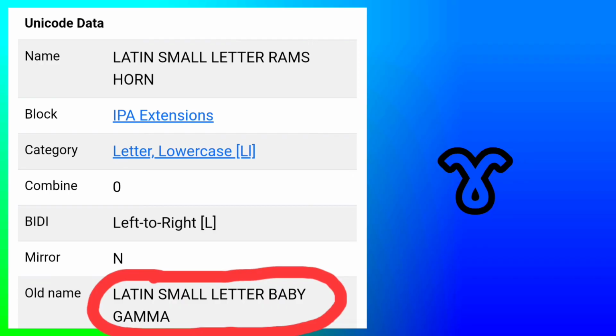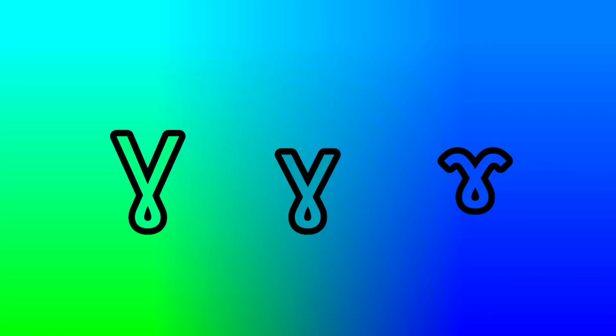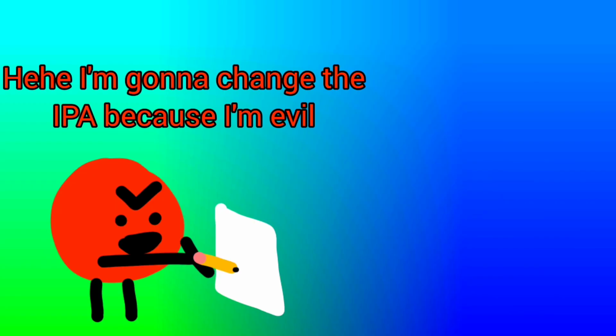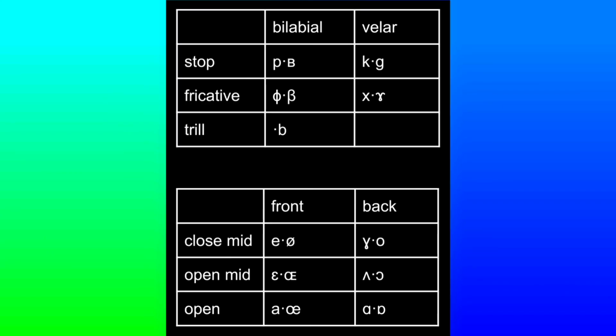Next we have these two letters, Latin gamma and ram's horn. So back when ram's horn was called baby gamma, many IPA speakers believed that it was a small capital version of gamma. Meanwhile, some evil IPA speakers switched some lowercase letters with their small capital counterparts. The three they did were B, OE attached, and gamma. So the IPA chart looked like this. Pretty cursed, am I right?